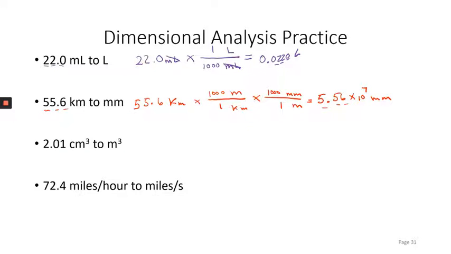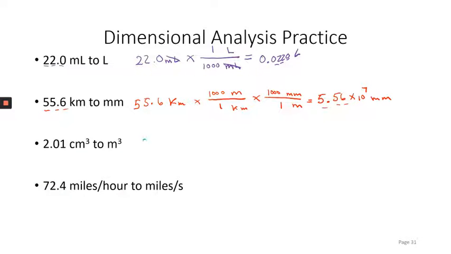These conversion factors do not affect your significant digits because they are exact measurements. They are exact numbers, not measurements. So they do not affect significance. Okay, let's look at the next one.